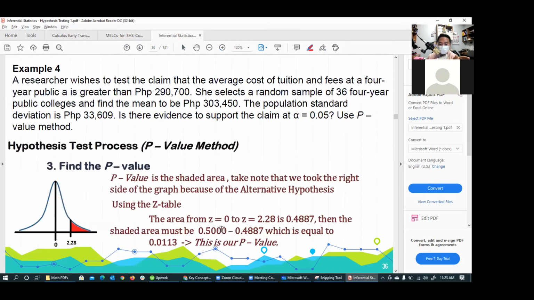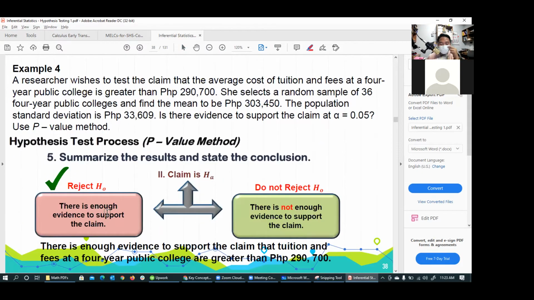So you can say in your solution or in your conclusion, there is enough evidence to support HA or to support the claim because the claim here is the HA. Okay? You can also say there is enough evidence to reject the null because we are rejecting the null hypothesis. It's up to you, basta the thought is you are rejecting the null hypothesis.